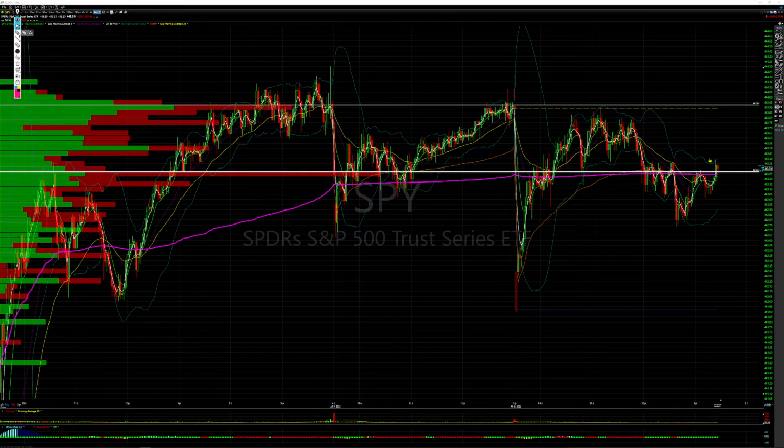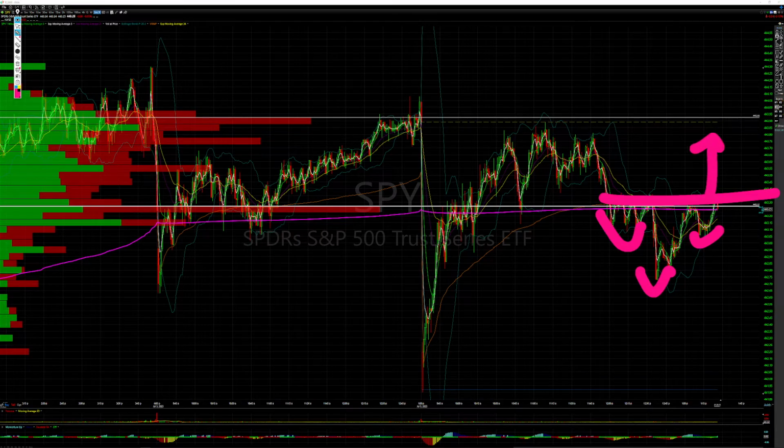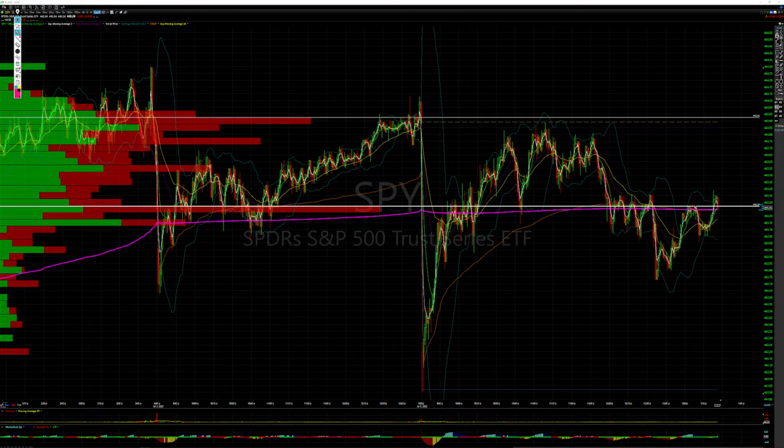This is a great level to try to buy it off of if you think we're going to finish bullish today. It's the same idea. You've got a chart pattern here. Boom, boom, boom, neckline, right? You've got a lot of room that we can come up here, and you've got a great risk reward profile, right?